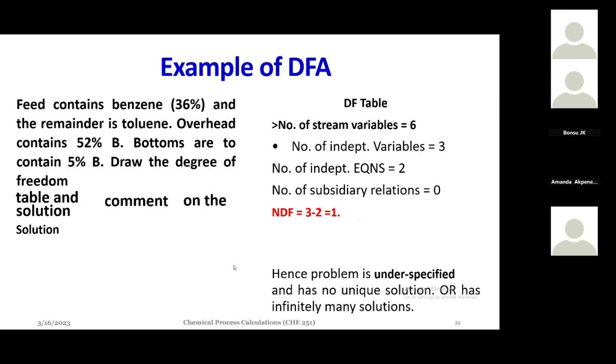Feed contains benzene, which is 36%, and the remainder is toluene. Overhead contains 52% B. Bottoms are to contain 5% B. Draw the degree of freedom table and comment on the solution. We have our feed, which consists of 36% benzene, and the remainder is toluene.